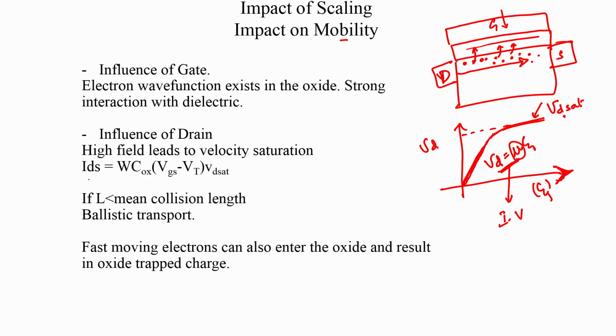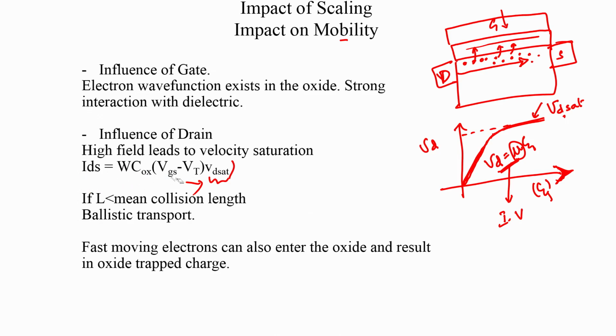And in fact, the current voltage relation here, this is the drain to source current, is given by basically the total charge present in the channel times V_D sat. So, this is the charge per unit area times W times length per unit time that will determine the current through the drain and source.